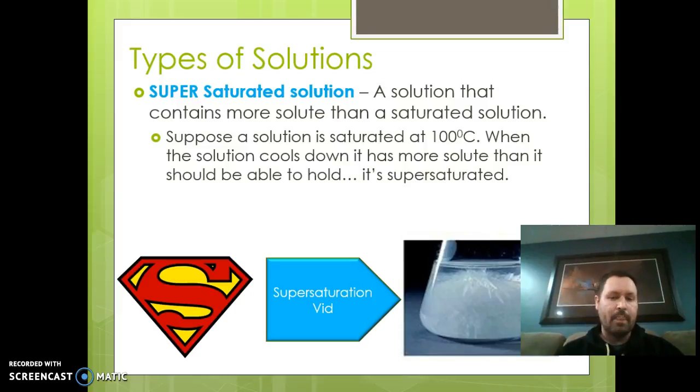Now it's technically supersaturated. So it says, suppose the solution is saturated at 100 degrees Celsius, kind of like our water. We put 40 grams of salt in it. It's saturated. When that solution cools down, it has more solute than it should be able to hold. Now it is supersaturated.